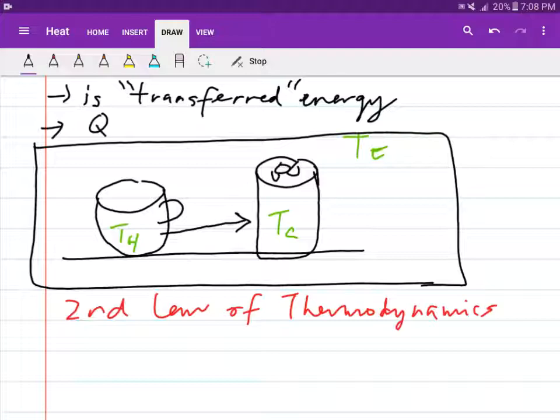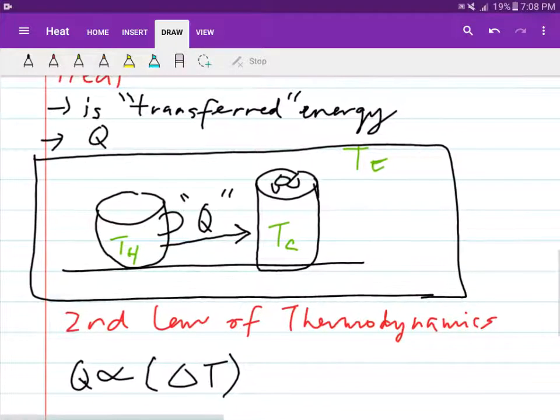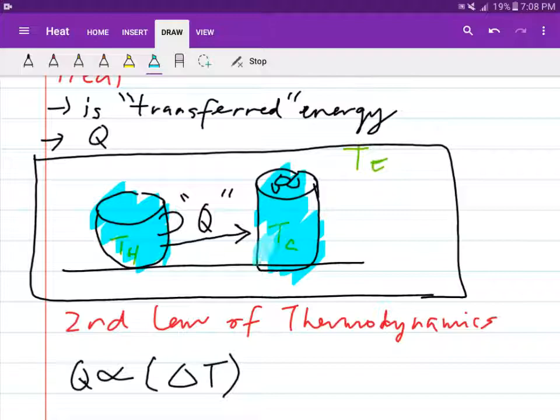So that amount of energy is called Q. So Q is equal to, we should define it first as proportional to the temperature difference between two bodies. So it's not the actual energy of these individual bodies, but it is the transferred energy from a hot object to a cold one.